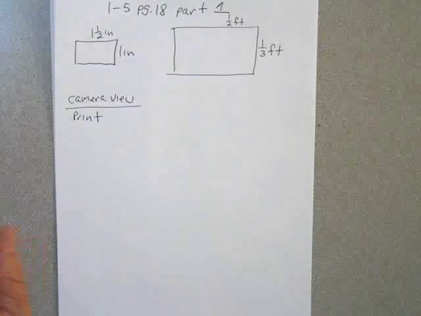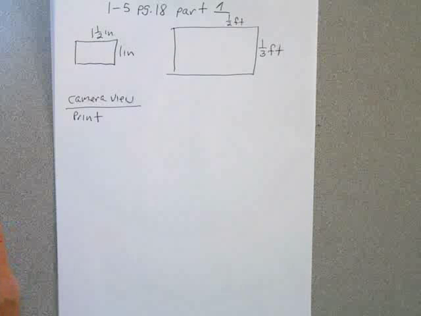Page 18, part 1, and in this example we are asked to find the ratio of the view of a camera to the print that one gets out of that camera. As you can see, the camera view is in inches and the print is in feet, and we need to find the area of both of these. In order to do that, I'm going to start off by first converting all of my units to inches.